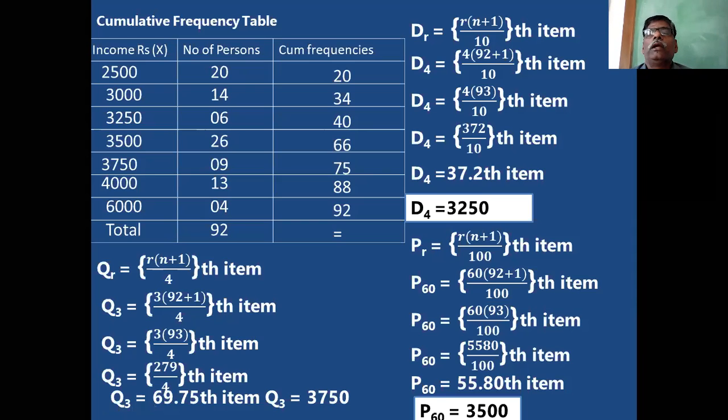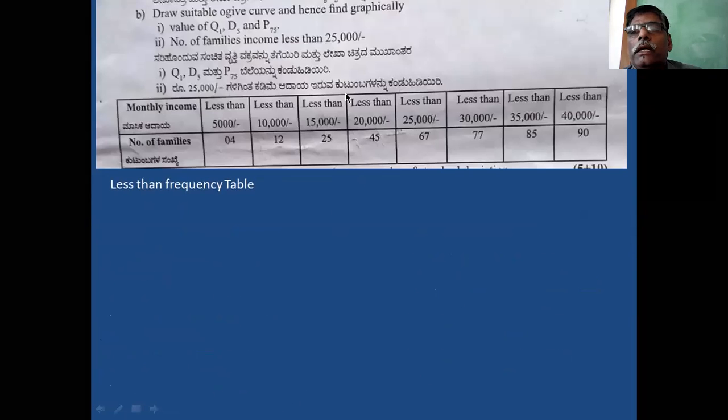Okay. Now I'll take one more example based on this, but this example is from the diagrams and graph chapter. I'll solve this problem by the equation method and the graph method. First I'll solve it by the equation method, then with the help of a graph. Okay, you see the question. Draw a suitable ogive curve. A suitable ogive curve is to be drawn.